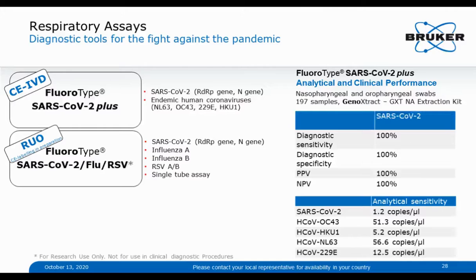But also it can detect influenza A and influenza B separately. It is also made to detect RSV A and B, not differentiated, but just as a warning. And all this is in a 5-color single tube assay.